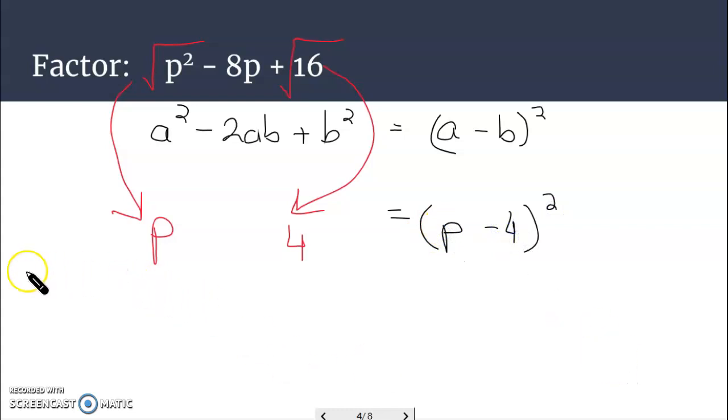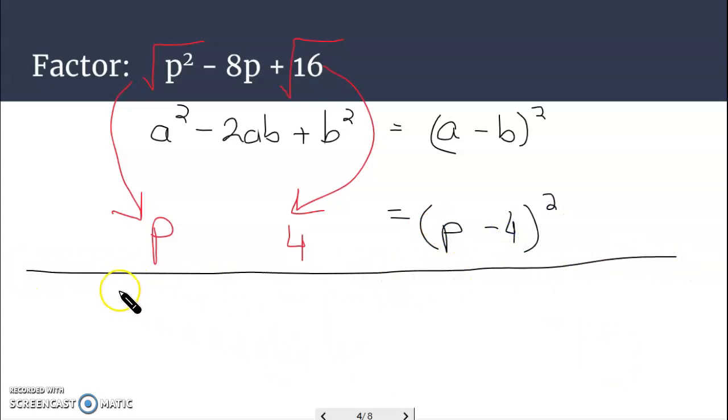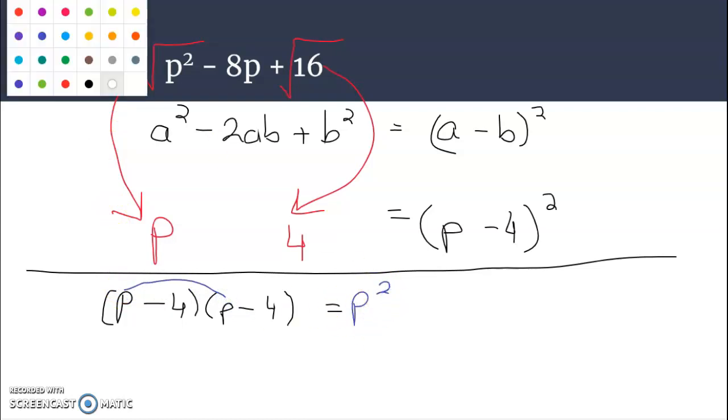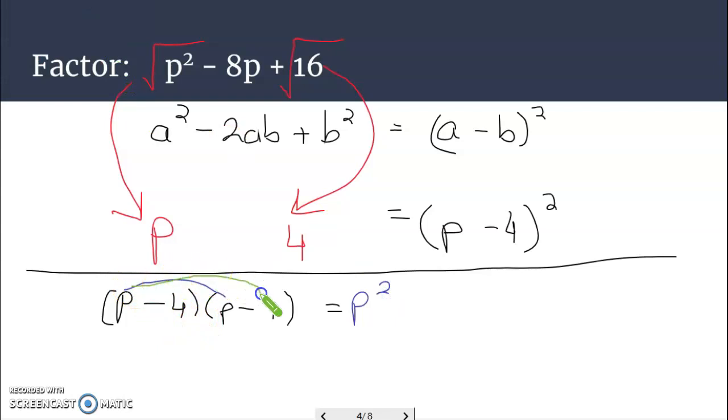Let me demonstrate real quick why that works and why that factors. P minus 4 quantity squared. Let's take it times itself. The FOIL method: first, outer, inner, last. If we have p times p, notice we'll get p squared. If we have p times negative 4, we'll have negative 4p. If we have negative 4 times p, negative 4p.